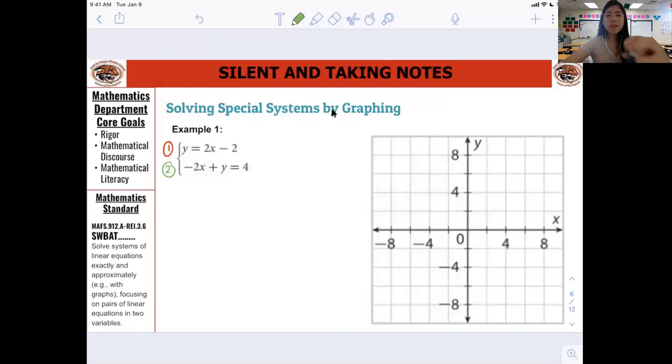Just about one more minute. Send me in the chat if you have your answers. What is the slope? What is the y-intercept?